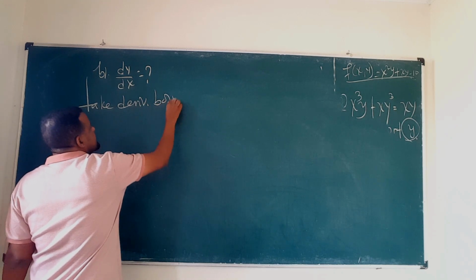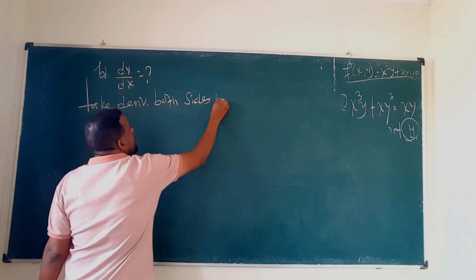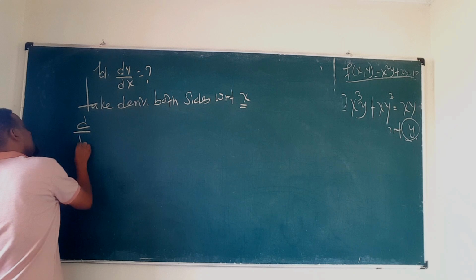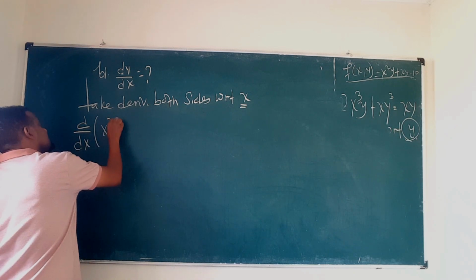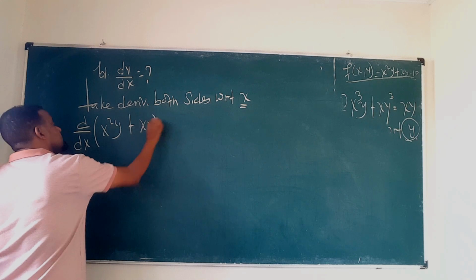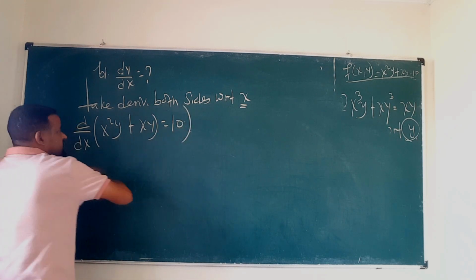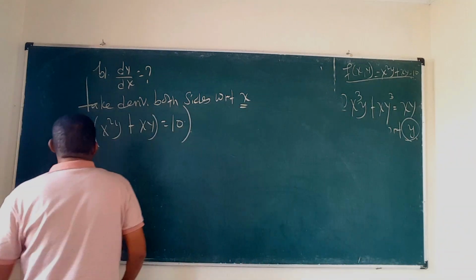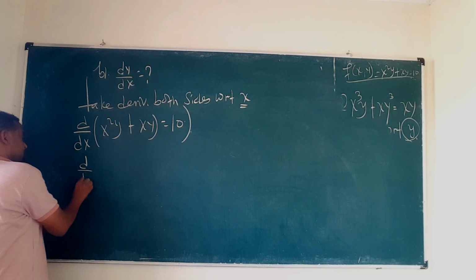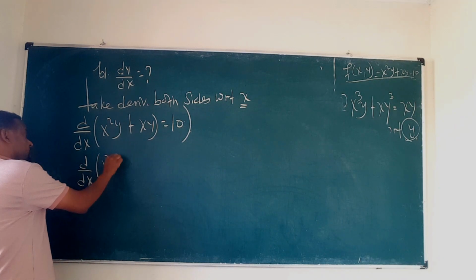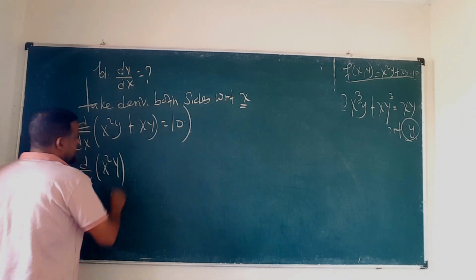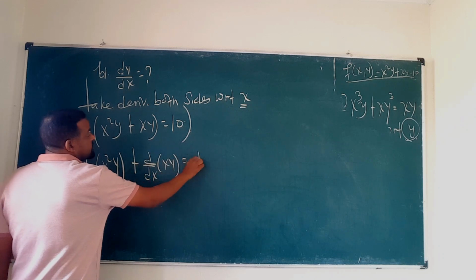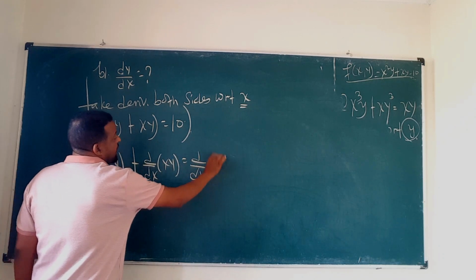Differentiate both sides, of course with respect to x. So d/dx of x squared y plus xy is equal to 10, and with respect to x the whole expression, we take the derivative. Each of the terms will be differentiated: d/dx of x squared y, and d/dx of xy, which is equal to d/dx of 10.